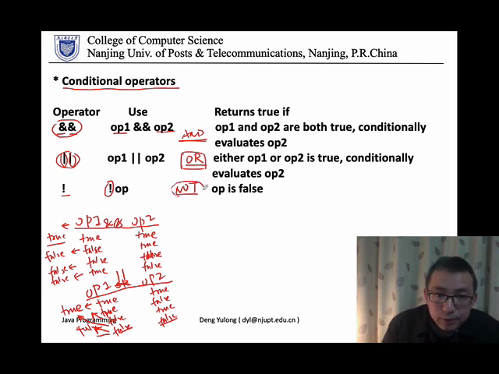And the NOT operation, we use the exclaim sign to make the NOT operation. It means if the operand is true, the result is false. If the operand is false, then not false means the result is true. So that is the NOT operation. This is the conditional operators. Okay.